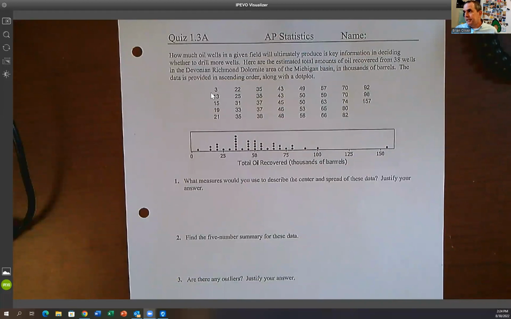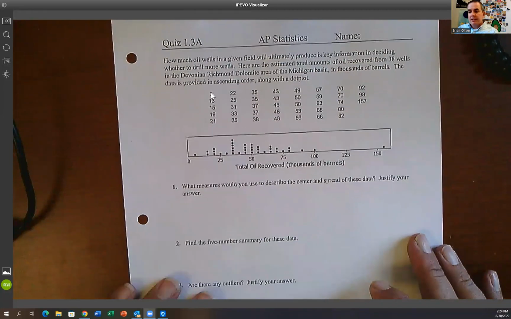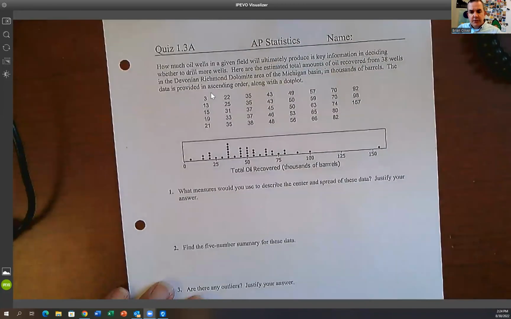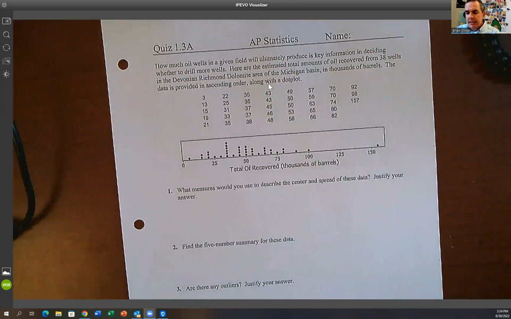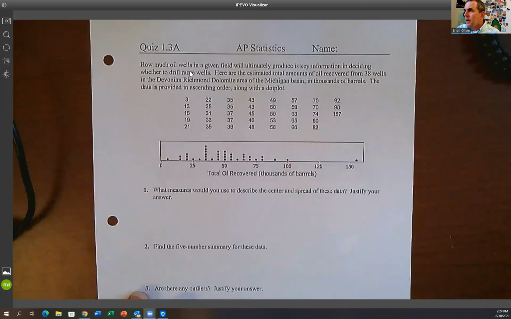So go ahead and just summarize a little bit. Here's the deal. We're doing a little bit more on the quantitative data. It's our last day of the unit. Next class will be a review, but here is what we are talking about.